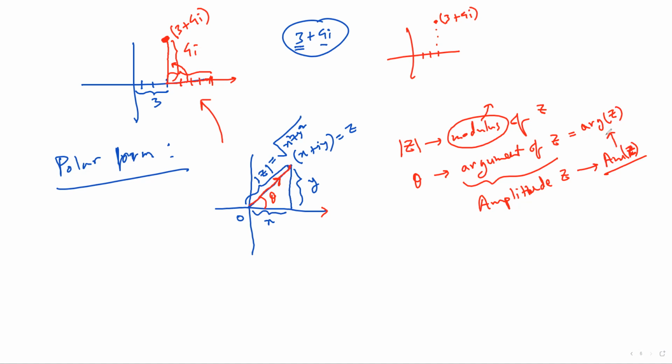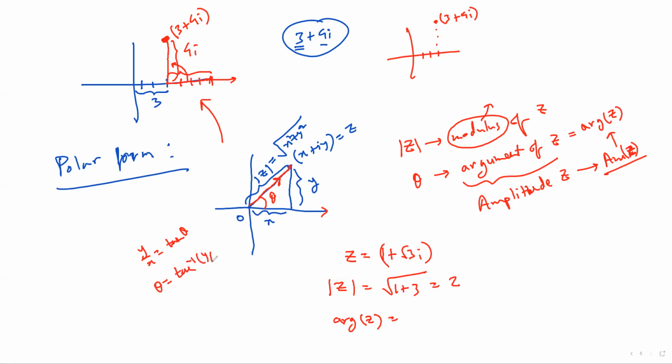They actually mean argument. Now, if I give you a complex number, for example, 1 plus root 3i, and this is z, you can easily calculate its modulus. This is just root of 1 plus 3, which is 2. And you can easily calculate the argument of z. You can see that y by x is tan theta, right? So theta must be tan inverse y by x. So the argument of z must be tan inverse root 3 by 1, which is just 60 degrees. 60 degrees, so pi by 3 radians, right?